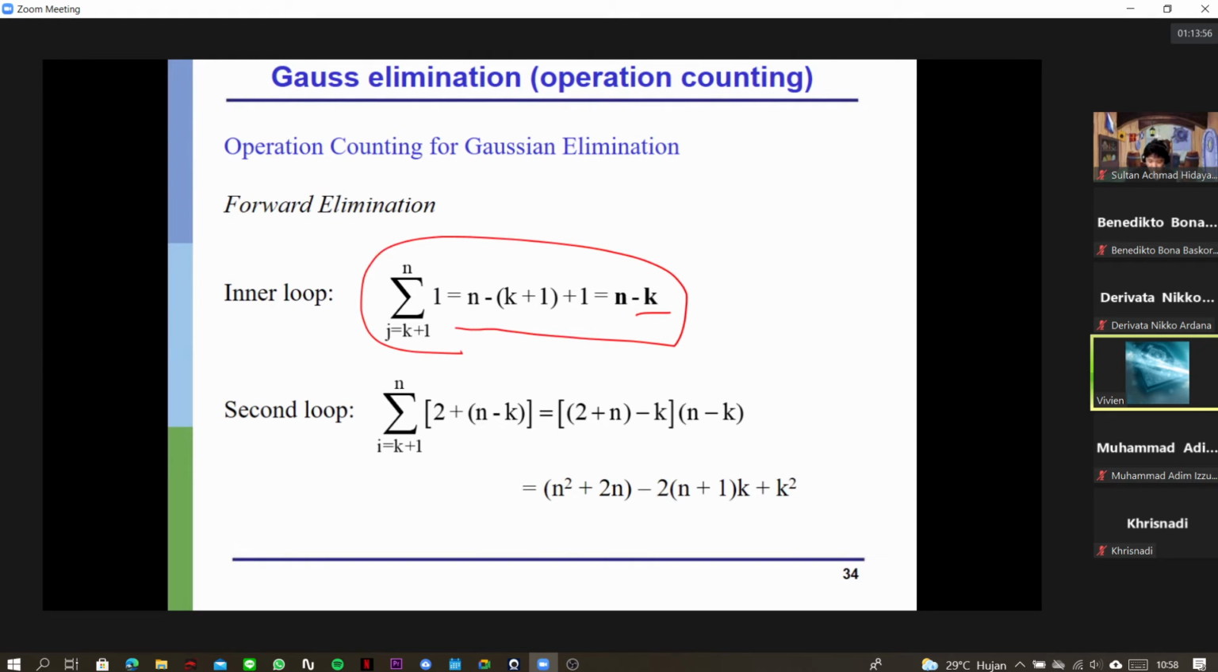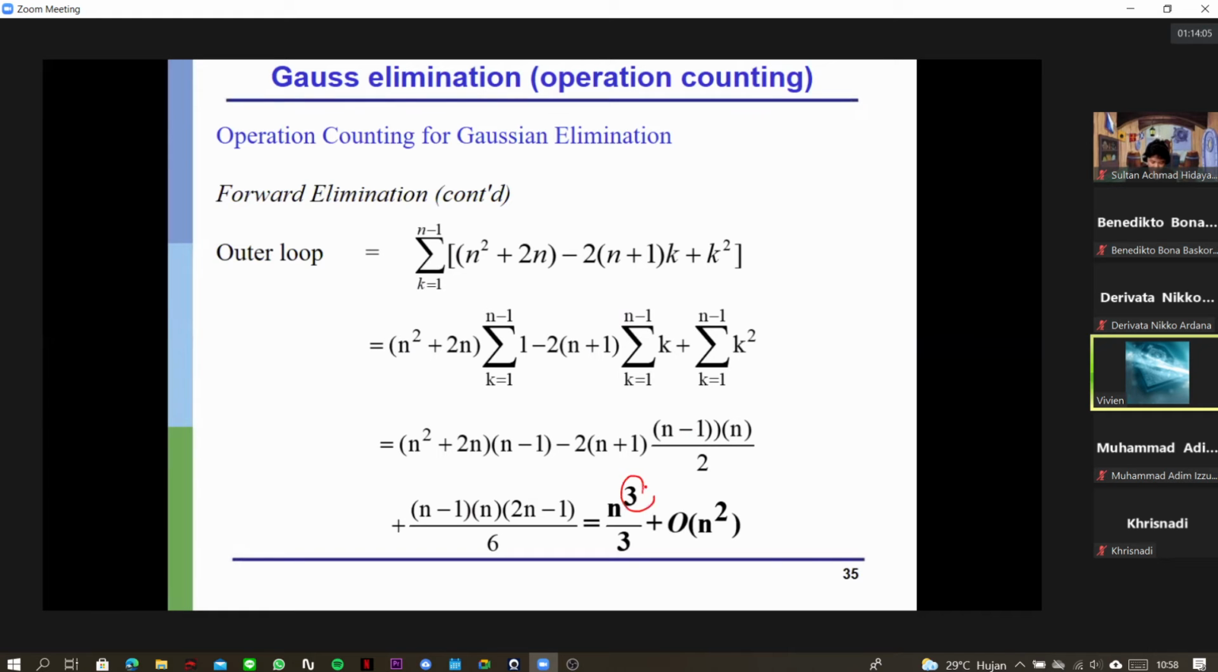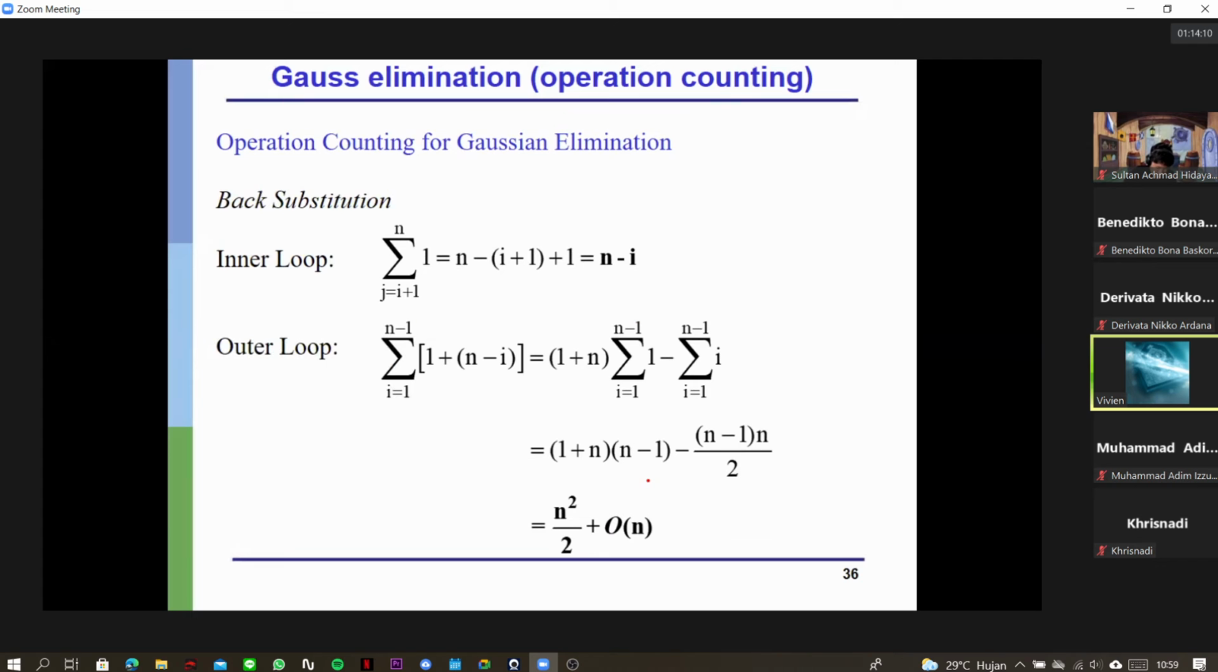So in total, we see here that this is in the order of n, this is in the order of n squared, and this one is in the order of n cubed. So this is the forward elimination step. For the backward substitution, we have the inner loop, which is the calculation in a certain row, while the outer loop is when we do backward substitution for another row. In total, the largest one here is of order n squared.